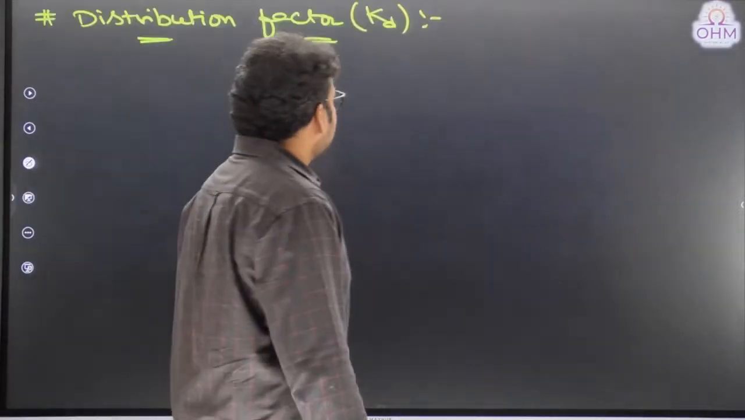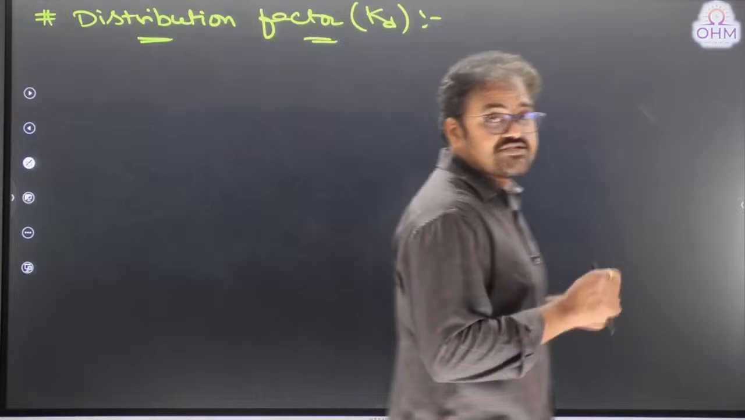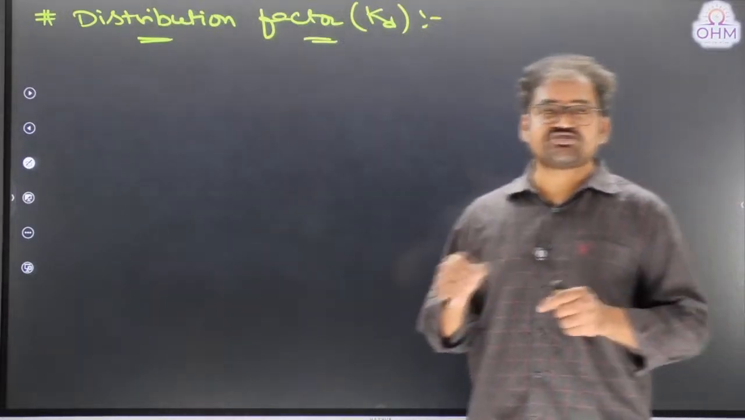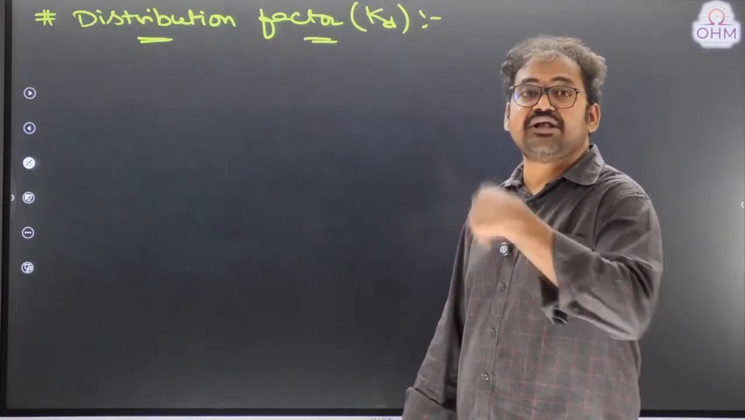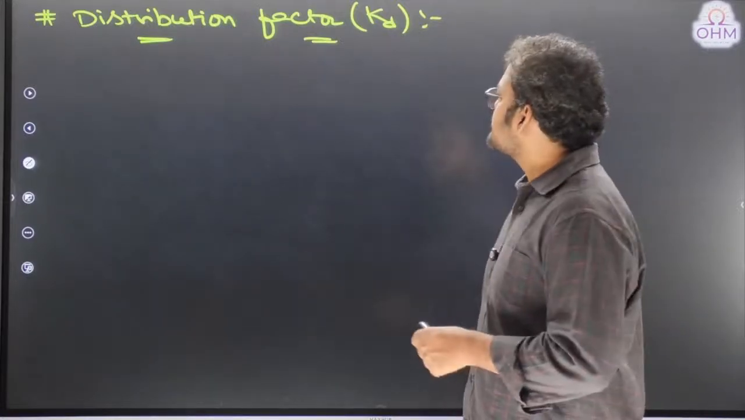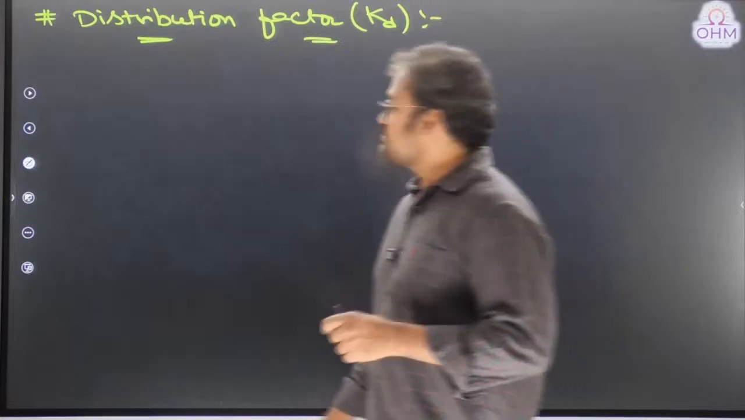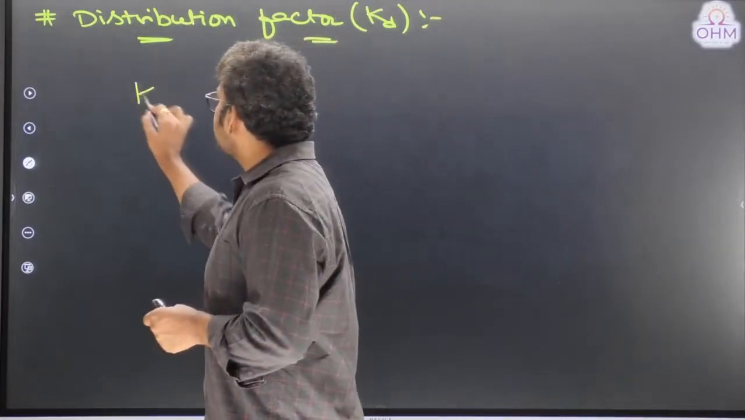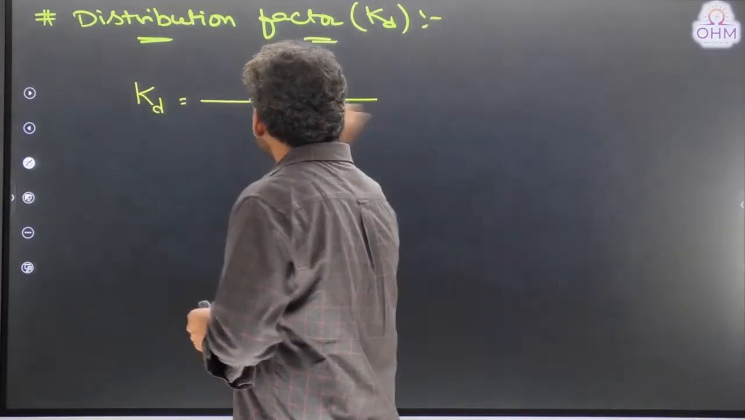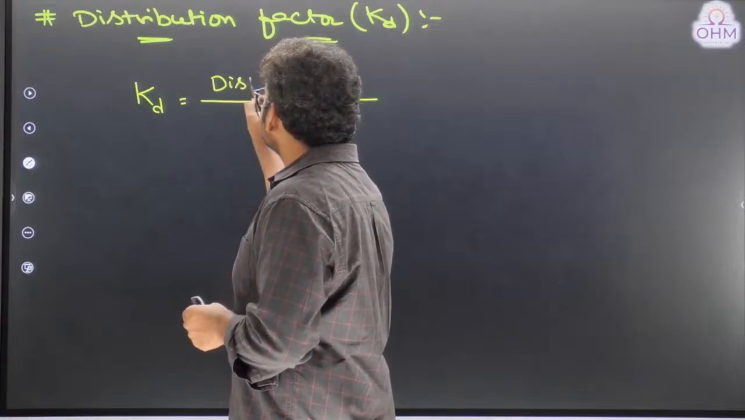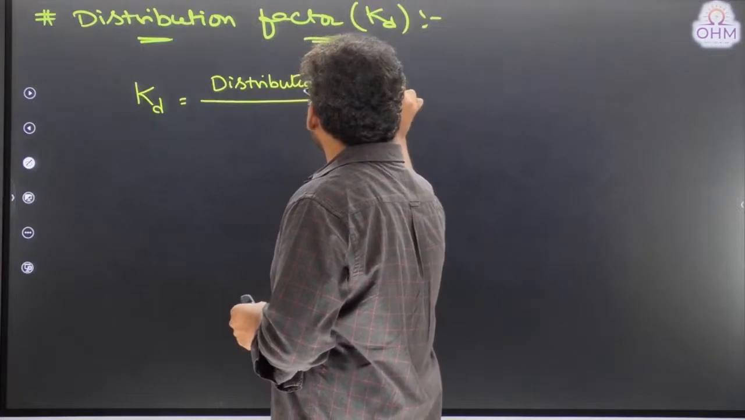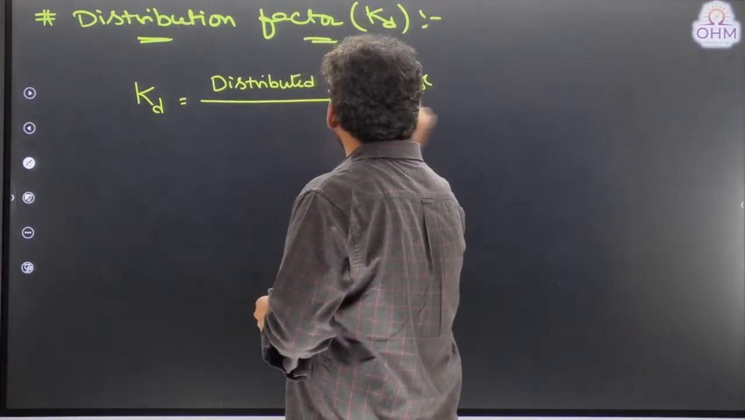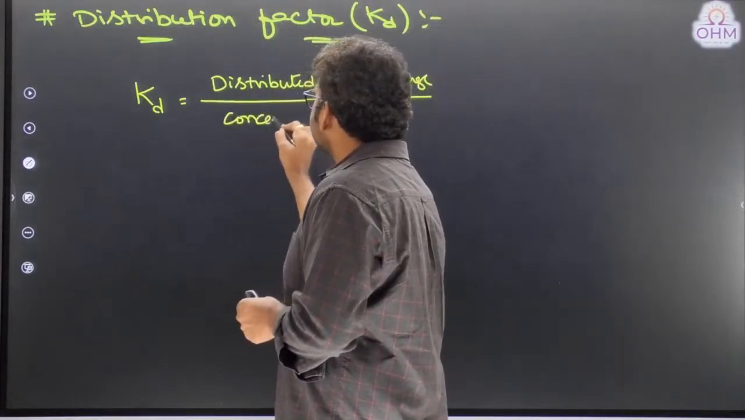Now, the last term in armature distributed winding is the distribution factor. We can also call it the breadth factor. What is the distribution factor? Very simple. It is the ratio between distributed winding voltage to concentrated winding voltage.